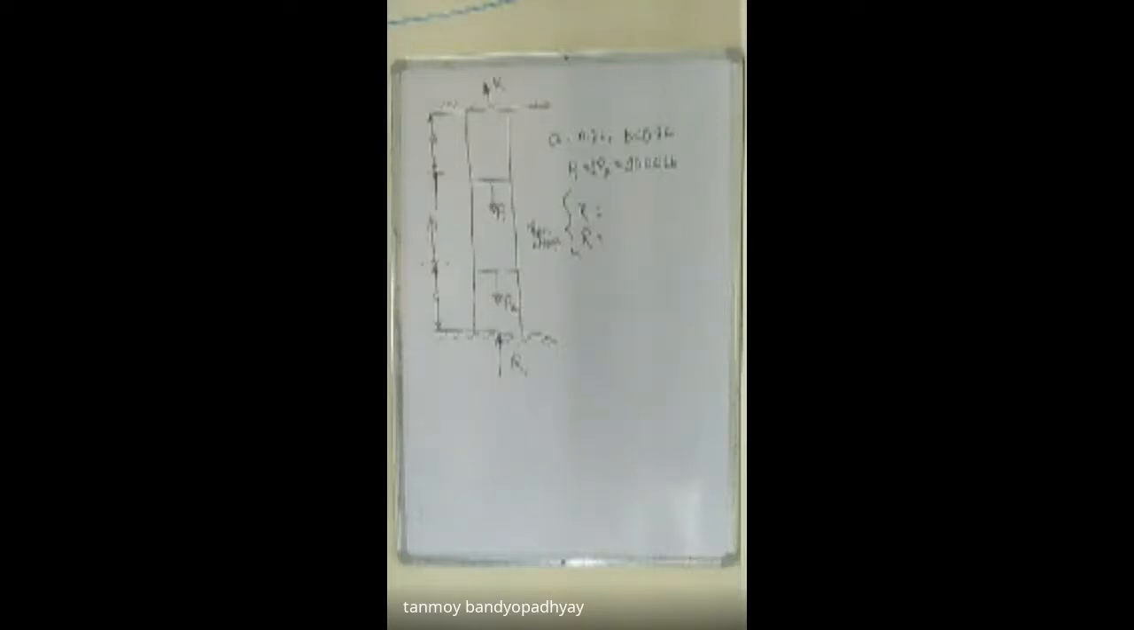P1 is equal to 2 P2, that is equal to 1000 pounds. Now you have to calculate the values of R and R1. It is fixed at both the ends. Timoshenko, problem number 10, page number 39. Just 2 problems you have to try.